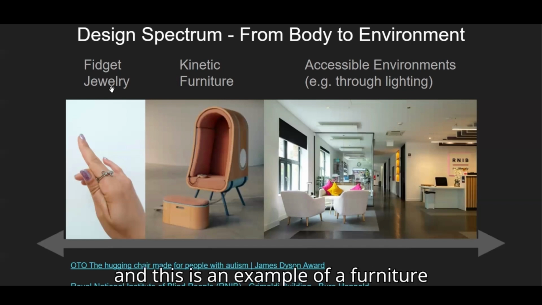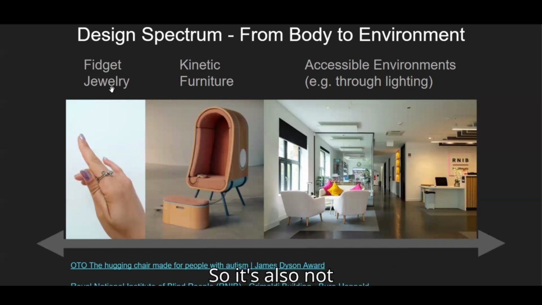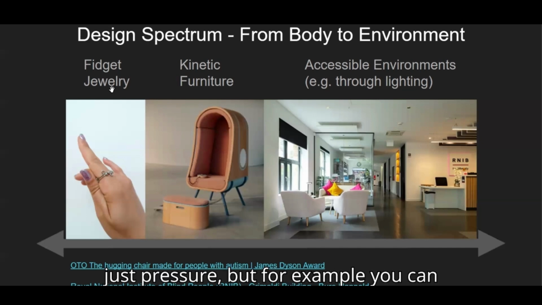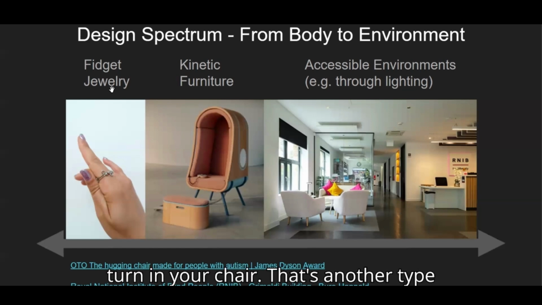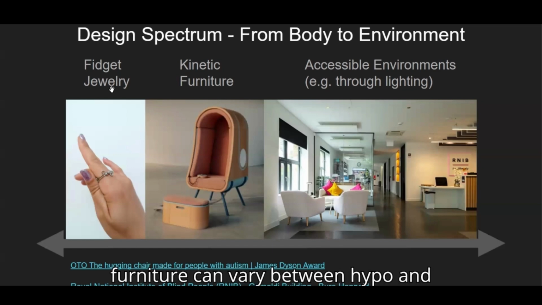And this is an example of furniture that creates pressure around the body. So it's also not just pressure, but for example, you can search for stimulus, so you can turn in your chair. That's another type of furniture that is kinetic and is stimulus searching. So the furniture can vary between hypo and hyper.